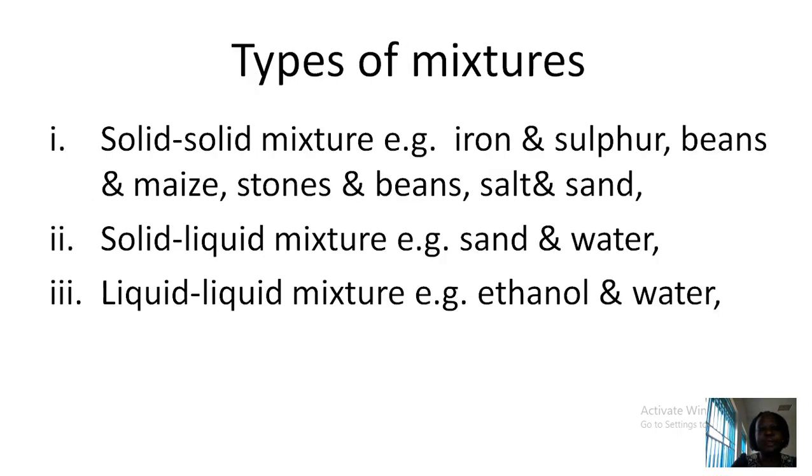So, types of mixtures. We have 3 types of mixtures, that is the solid-solid mixtures. For example, if I combine beans and maize, that is a solid and solid. If I combine salt and sand, that is a solid and solid. Iron and sulfur, that is solid, and so many others. Then we have the solid-liquid mixture. I have a solid, for example, sand, and I've dissolved it in water. Then a liquid-liquid mixture, for example, I have ethanol and I have dissolved it in water.